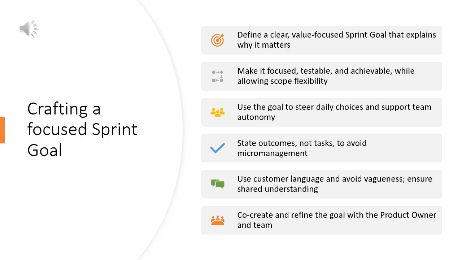A strong sprint goal avoids vague wording. It uses customer language when possible. Everyone must understand it the same way. The product owner and team refine it together.